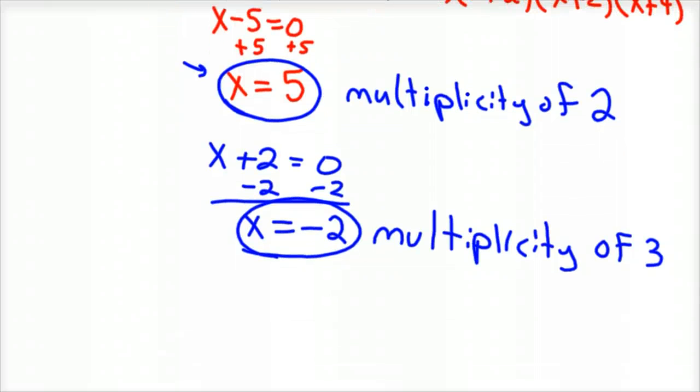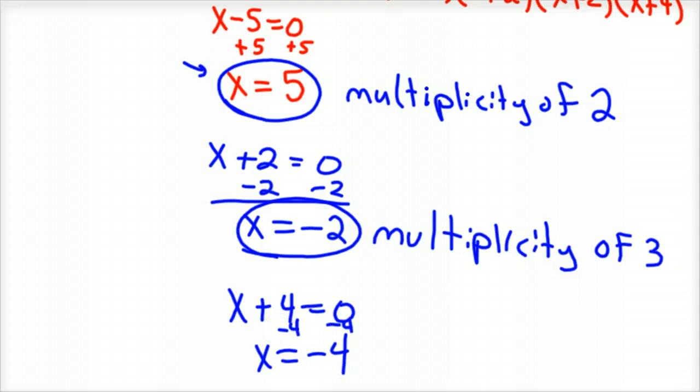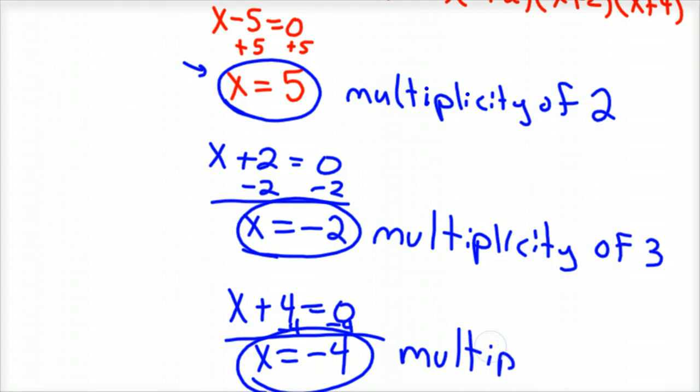And then the last one is x plus 4. Set that to 0, and so x equals negative 4, because you would subtract 4, sorry, not showing my work. So you have another root of x equals negative 4. These are the three roots, and its multiplicity is 1, because it only occurs once. Okay, so those are the three roots.